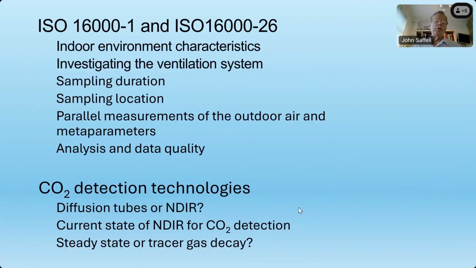So what we'll first of all look at is ISO 16000-26. Also, we need to look at 16000-1, which gives some overall generic information. And we'll be looking at characteristics of the indoor environment, ventilation system, sampling duration and location, making parallel measurements and analysis. And depending on how time allows, I'd like to also see what we can talk about CO2 detection technologies, one of my favorite subjects when I was at AlphaSense, on NDIR technologies and the limitations of NDIR.